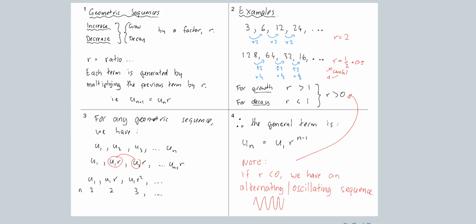Okay? It's not to be confused with an ocelot pattern, which is just a piece of fabric with ocelots all over it. It's different. This is oscillating and going up and down, up and down. So a sine wave is oscillating, for example. But again, it's discrete, so it doesn't have all those values in between, which is why we can't treat it like a function. So if r is less than 0, we have an alternating or oscillating pattern.